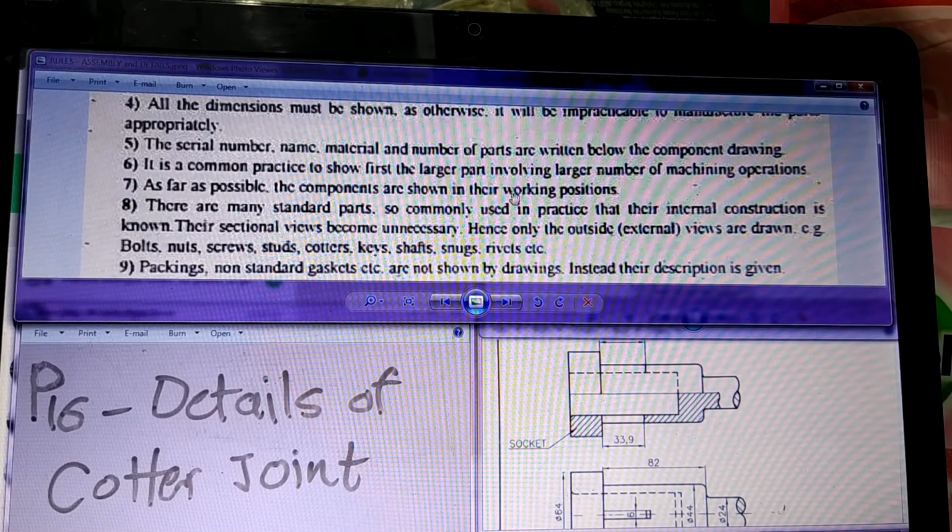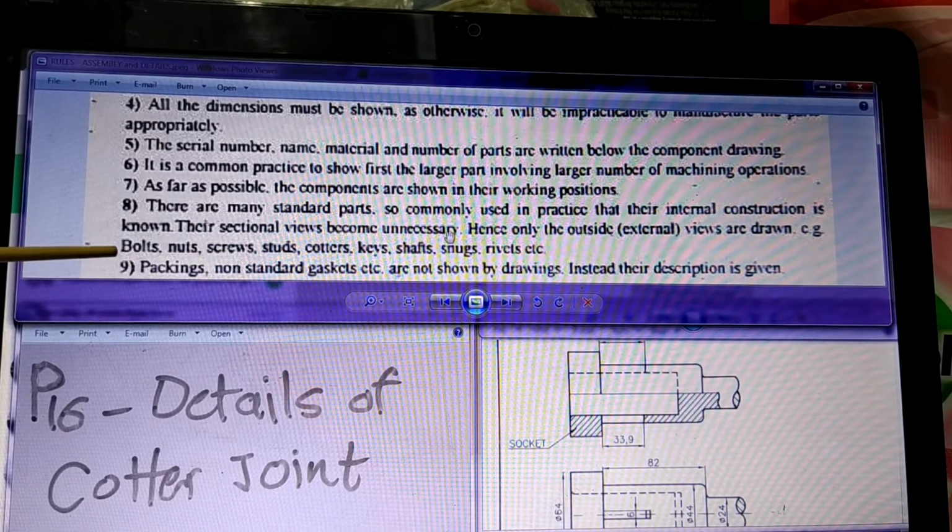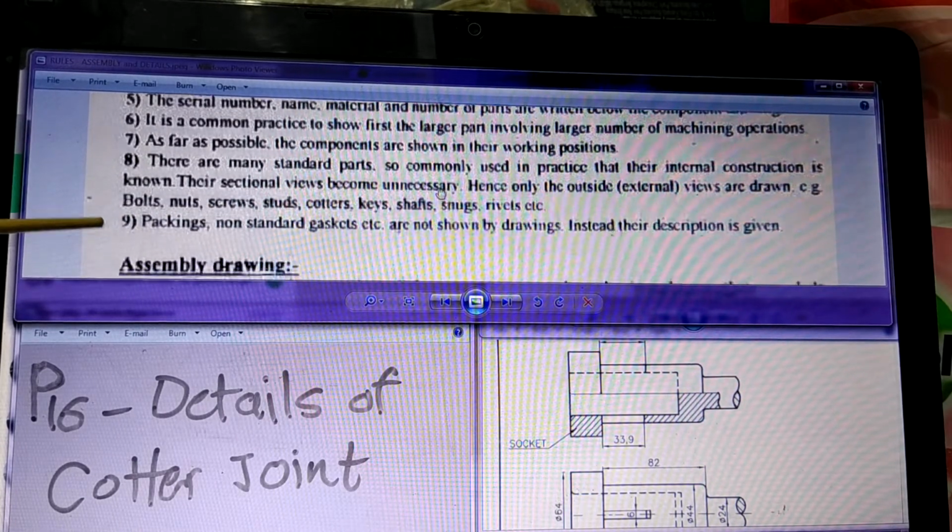For example, a bolt is, let's say, of hexagonal type. So you have to write hexagonal bolt M10, that is a size 10 bolt, and length is, let's say, 60. So hexagonal bolt M10 by 60, material MS, quantity maybe whatever, 64, etc. Such kind of information you have to write about the standard parts. You are not going to draw this part because its drawing is not required.